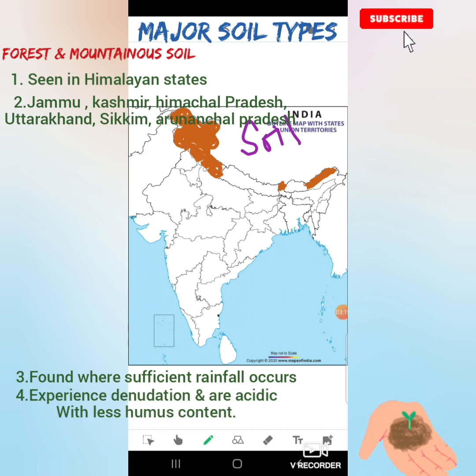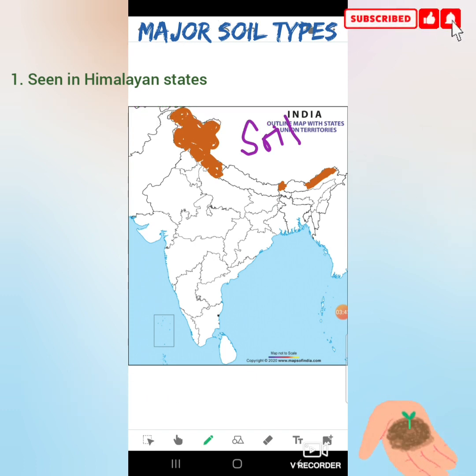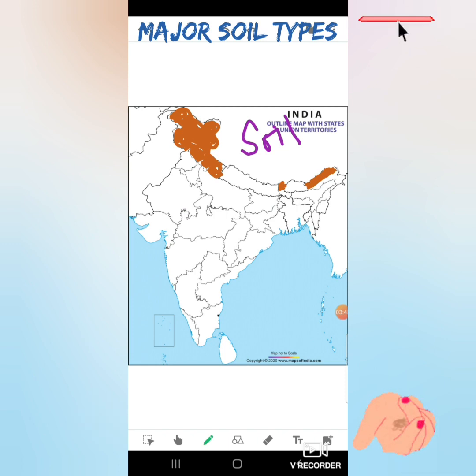These soils are found in the areas of sufficient rainfall, and they experience denudation, and they are also acidic with low humus content. That is why they are not very fertile, but they are not infertile too. So, the next one we have below, before that let us tell some more things.